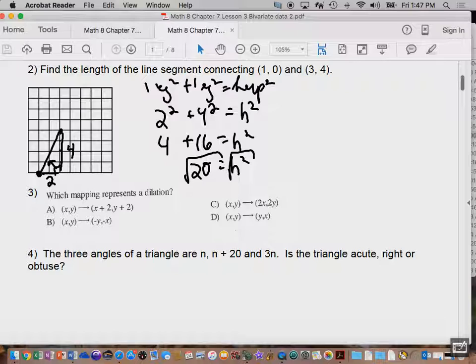Which one is a dilation? Which choice is it? Which one multiplies, guys? C. Good. Because 2x, 2y means to multiply.